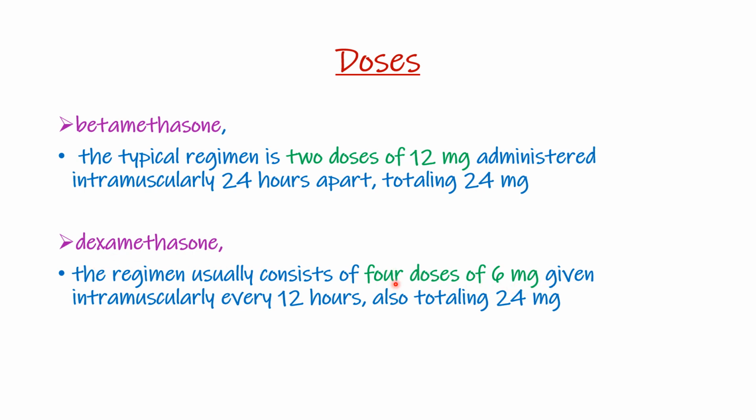So if you multiply 4 times 6, the total will be 24. So it's given intramuscularly every 12 hours, also totaling to 24 mg.